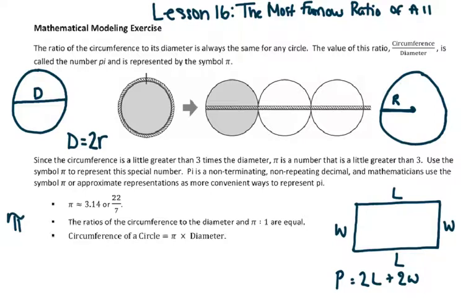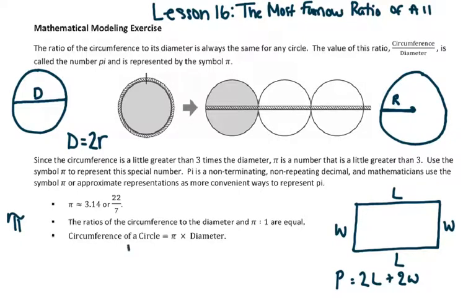So when we're talking about circles, we use the number pi, and pi is equal to about 3.14, and we can represent it in fraction form as 22 over 7. So the ratios of the circumference to the diameter and pi to 1 are equal. So what we're saying is that when we divide the circumference by the diameter, it is the same as dividing pi by 1. They are equal ratios. So the circumference of a circle can be represented as pi times the diameter.